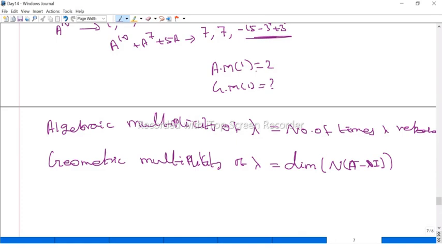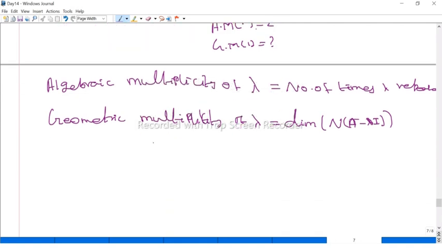Suppose these two numbers are equal for all eigenvalues lambda, the algebraic multiplicity and the geometric multiplicity, then A is diagonalizable. But in general, this is not true. Algebraic multiplicity need not be equal to the geometric multiplicity of a particular eigenvalue. But if for all eigenvalues lambda the algebraic multiplicity equals the geometric multiplicity, then we say A is diagonalizable. So A is diagonalizable if and only if the algebraic multiplicity and geometric multiplicity of each eigenvalue are equal. That is a very important note.